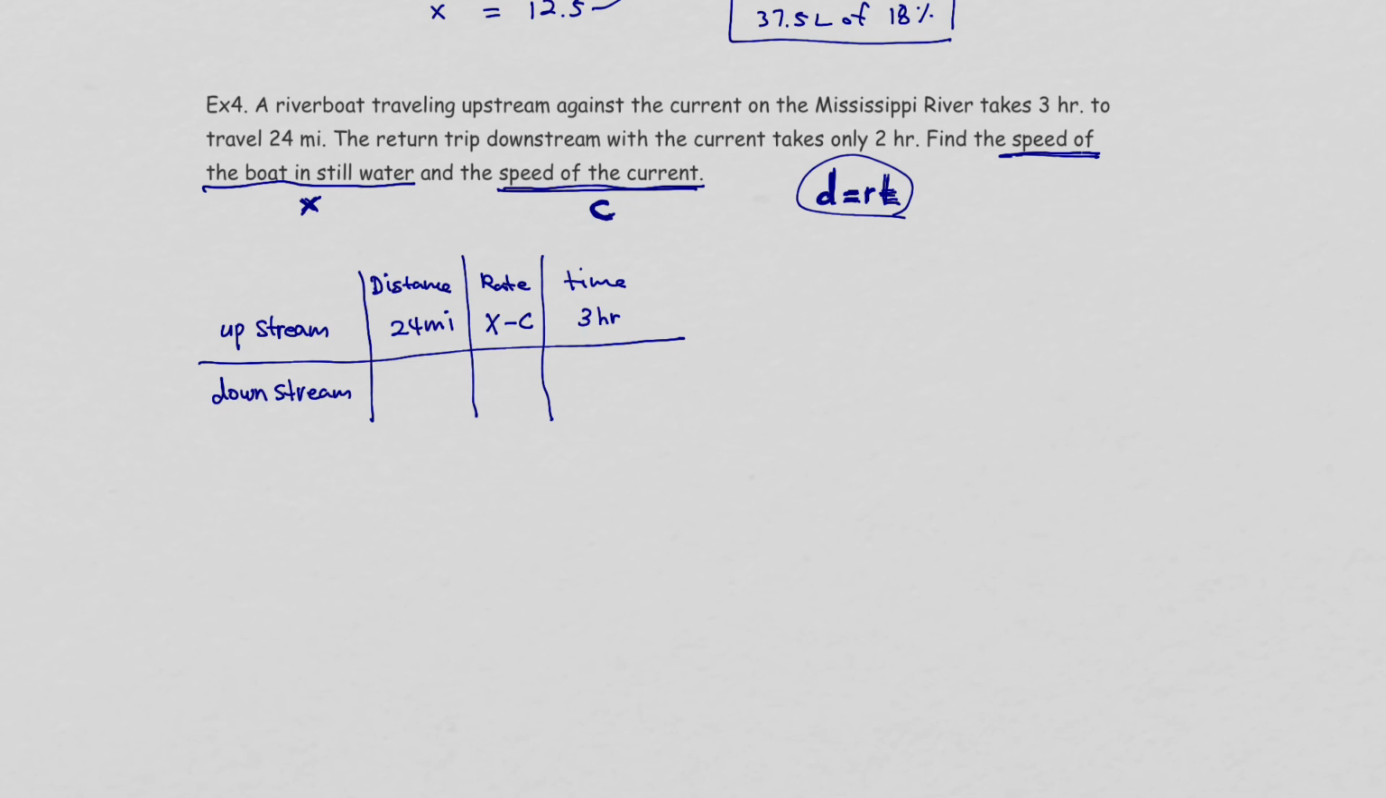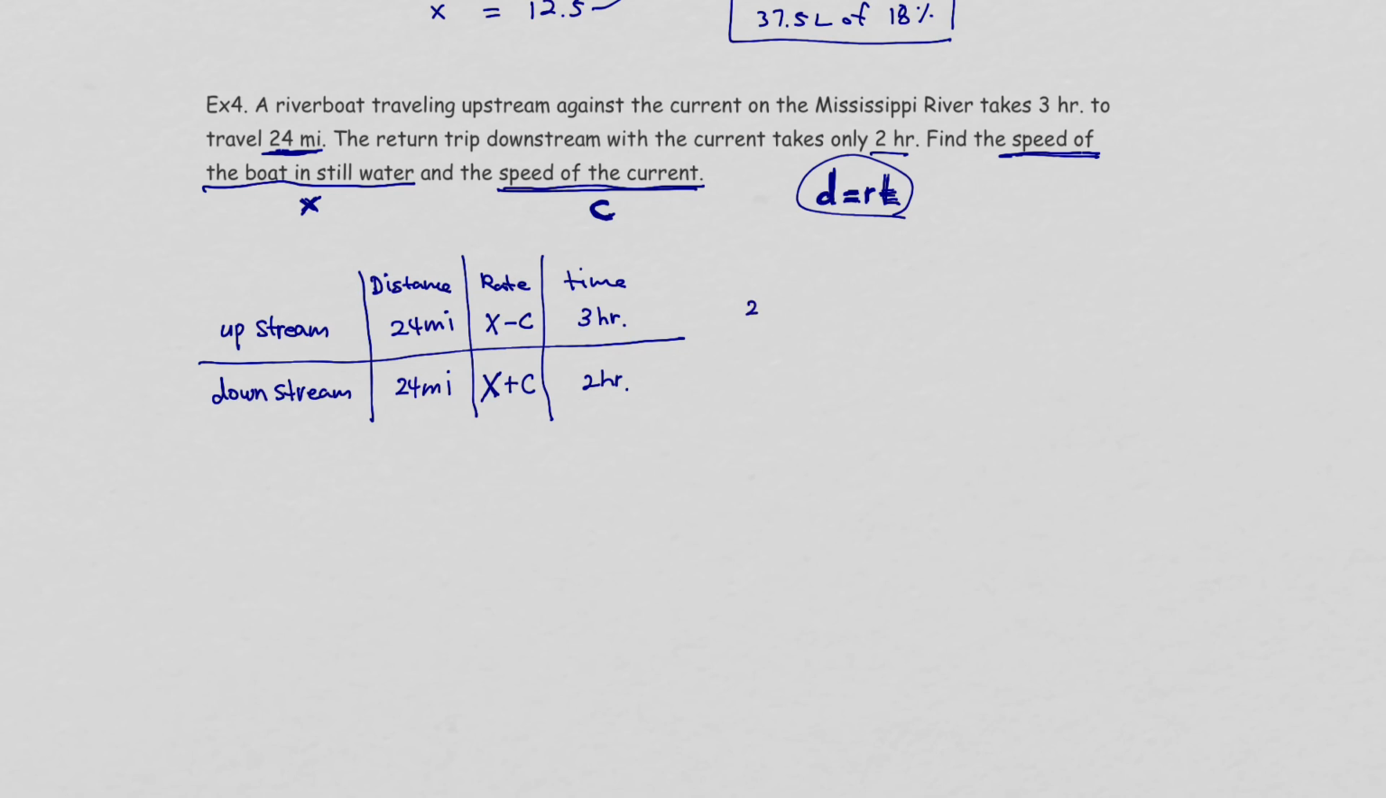Downstream, you're going the same distance, 24 miles, for 2 hours. The distance is the same, but the time is different, right? This time, going down the stream, the speed of the boat in still water is x, but because the current is helping you, you add c this time. So with that, I should be able to create two equations, right?